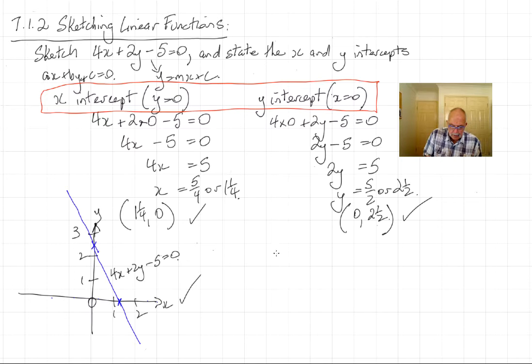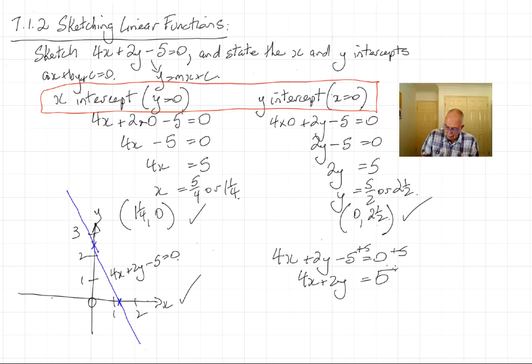Not asked for in the question, but it would be worthwhile just discussing what does this look like in gradient intercept form. We know it's in standard form at the moment. So we've got 4x plus 2y minus 5 equals 0. We've got to get y by itself. So the first thing we do would be get rid of that minus 5 by adding 5 to both sides. And we get 4x plus 2y equals 0 plus 5. Minus 5 plus 5 is 0. Plus 5 is 5. So 0 plus 5 is 5.